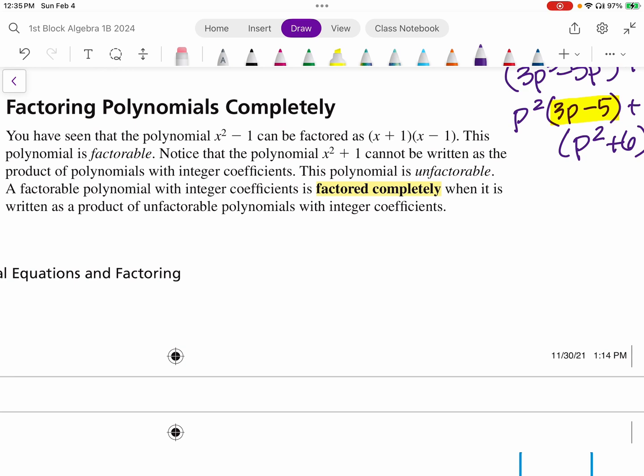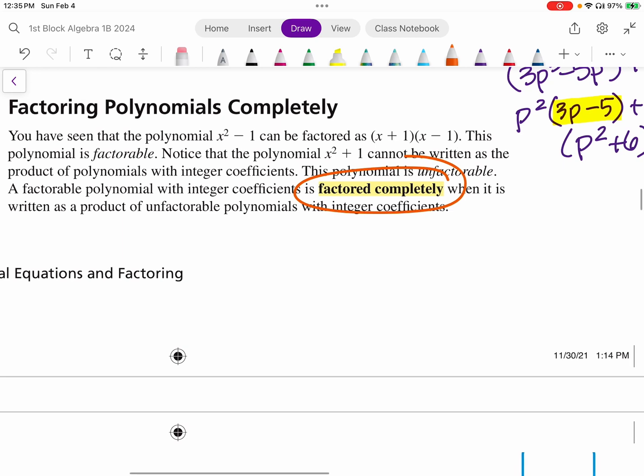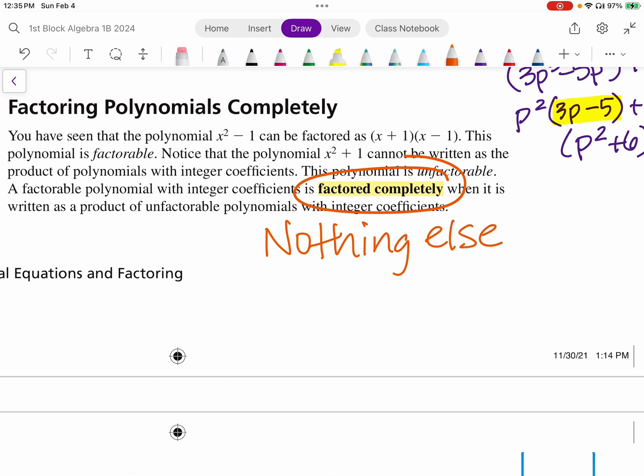All right. Well, that brings us to factoring completely. When we factor completely, that means we cannot factor anymore. Nothing else can be factored, which means you cannot just factor once and stop. You actually have to think about what you are doing.